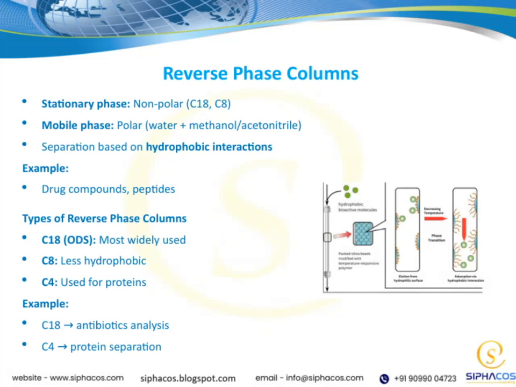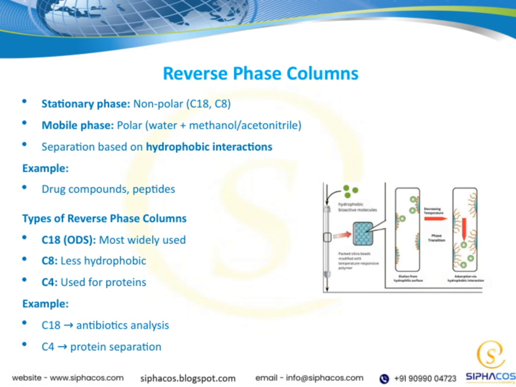Now let's take a closer look at reverse phase columns. In this setup, the stationary phase is nonpolar, typically made of materials like C18 or C8. The mobile phase, on the other hand, is polar, usually a mixture of water with methanol or acetonitrile. The separation process relies on hydrophobic interactions, so compounds that are more hydrophobic tend to stick to the stationary phase longer, while more polar compounds elute faster. For example, this method is commonly used for analyzing drug compounds and peptides.